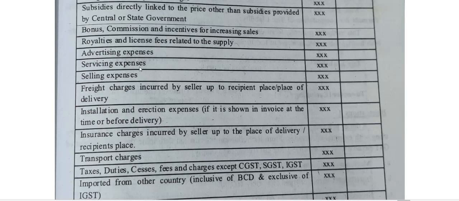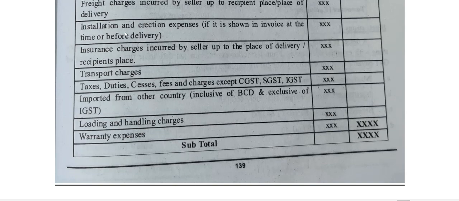Advertising expenses, servicing expenses, selling expenses, any expense with regards to the sale of that particular item we have to include. Okay, freight charges incurred by seller up to the recipient's place or place of delivery, very important, we have to take that. Installation and erection expenses, if it is shown in the invoice at the time of or before supply, this criteria is important. Only if this expense is shown in the invoice while issuing or before delivery of that particular product or project, only then you have to take it.